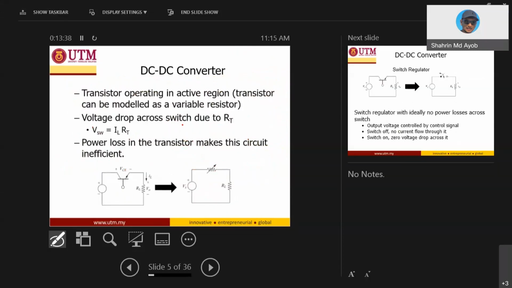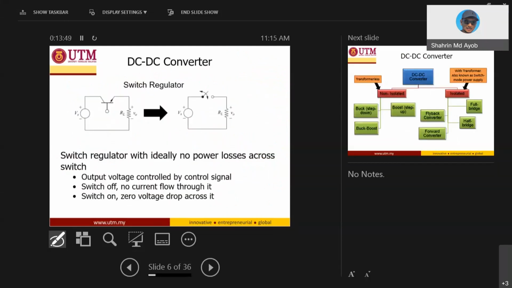So this slide shows the losses that I have already described. Right now you can see the limitation because of the losses. That's why we use the same circuit, but the transistors are now operated as a switch. Same transistors, you can use IGBT, MOSFET, or BJT, but a different region. We are using it as a switch, on and off.